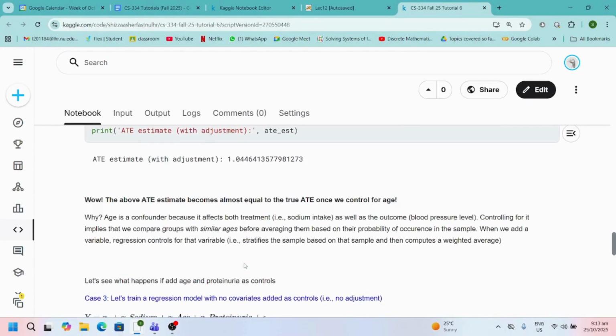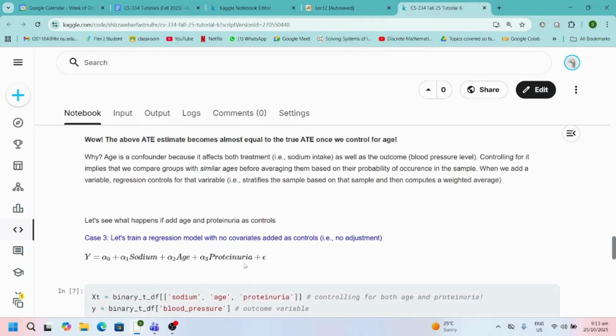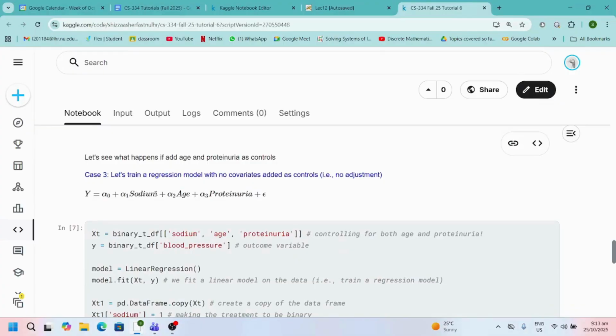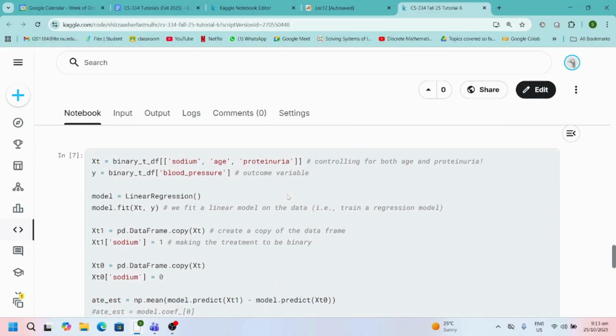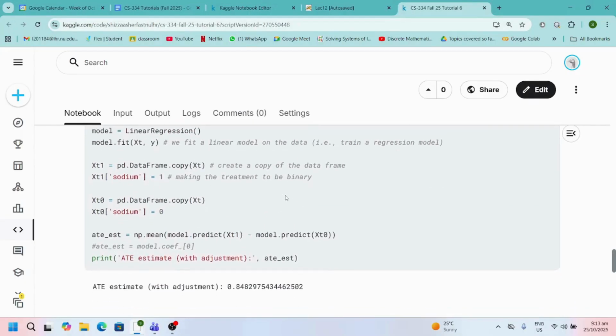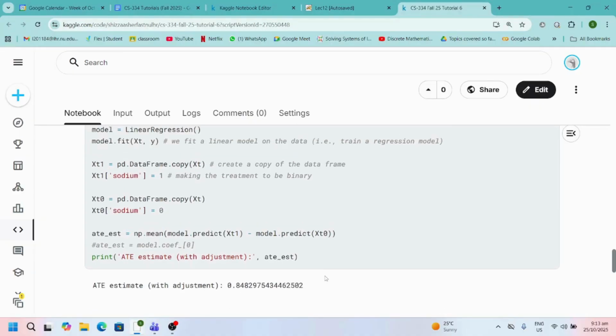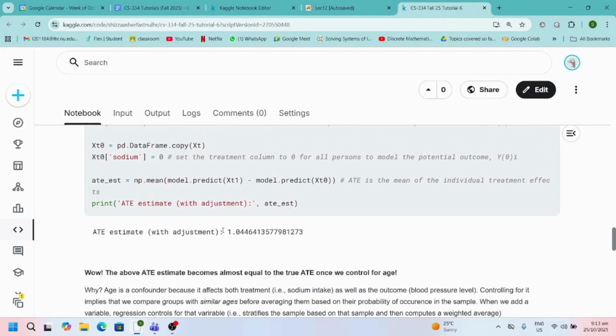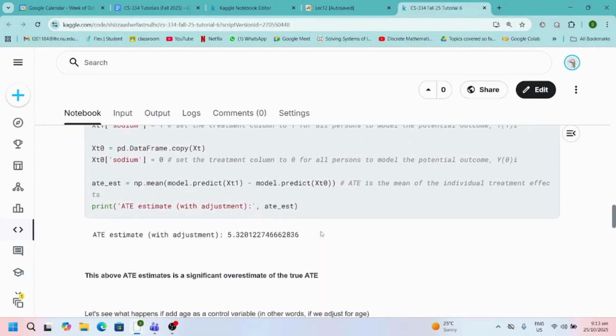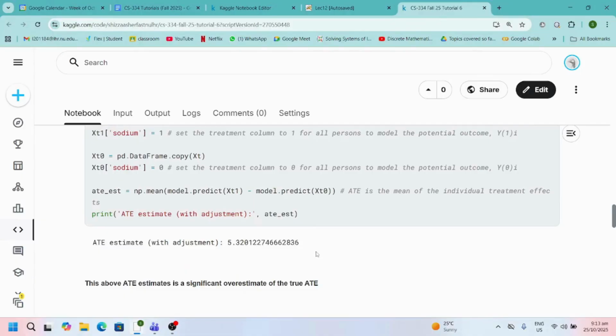Now I will try, and I will actually comment on this later. Now I will try and include my other covariate as well. अब मेरे पास sodium है, which is a treatment. I have age, which is a covariate, and I have protein and urea, which is also a covariate. So just this thing changes, everything else remains the same, and the ATE with adjustment comes out to be a big underestimate of what I was actually trying to find. Now it's 0.848. इससे पहले this was still closer to my actual answer. यहाँ पे it was a big overestimate of my actual answer.